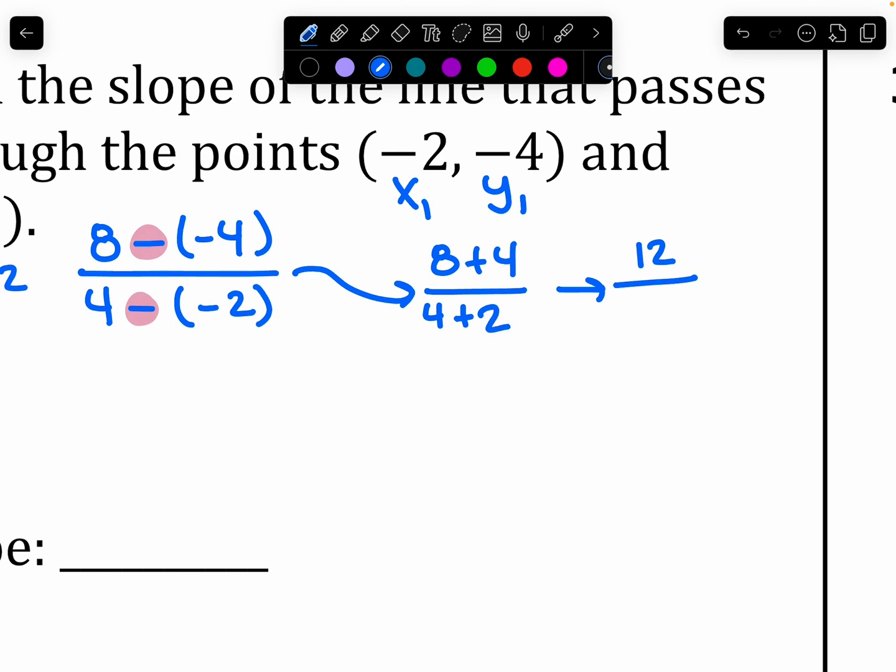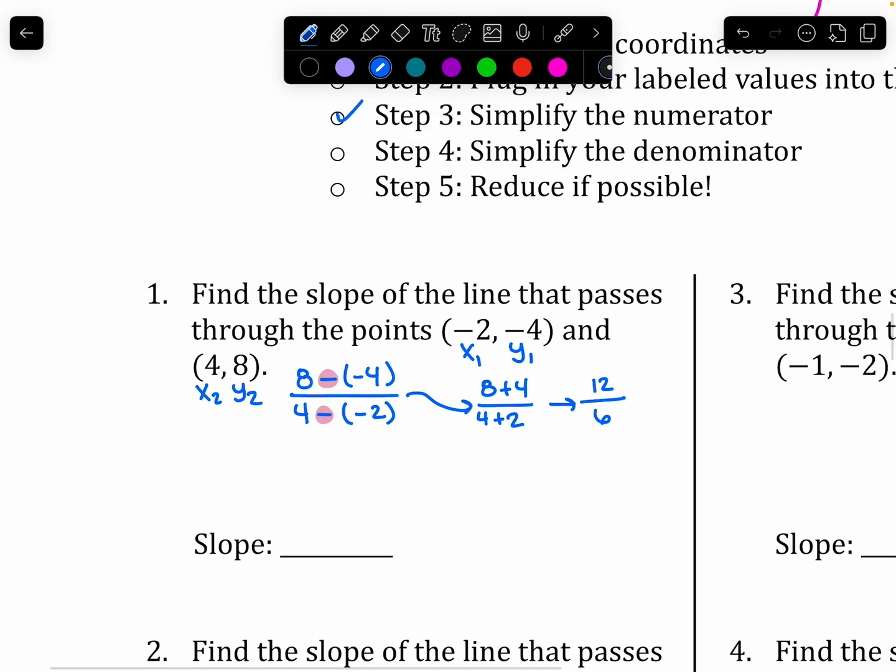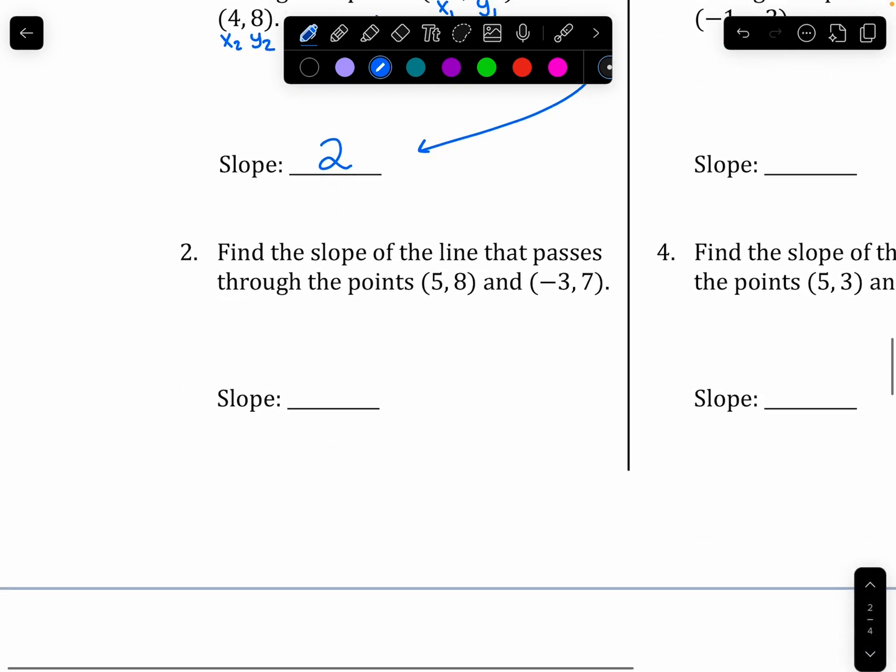Now I'm going to simplify my denominator. 4 minus a negative 2 is really 4 plus 2, which is 6. Okay. I simplified my numerator, I simplified my denominator, and then step 5 says reduce if possible. Can you do 12 divided by 6? Yes, you can. When you do 12 divided by 6, you get 2 as your slope.